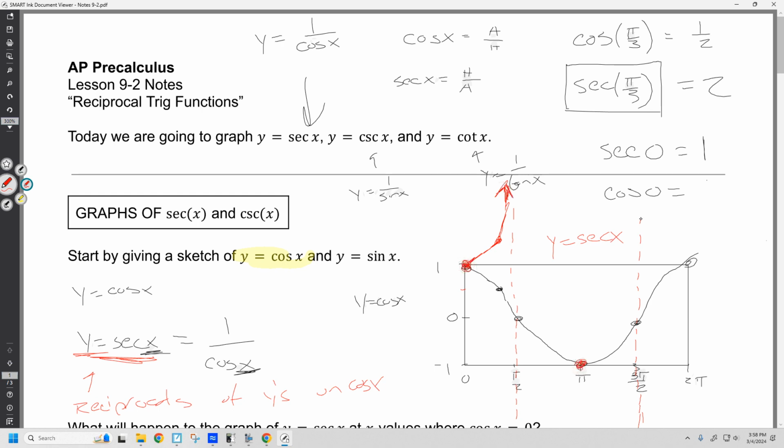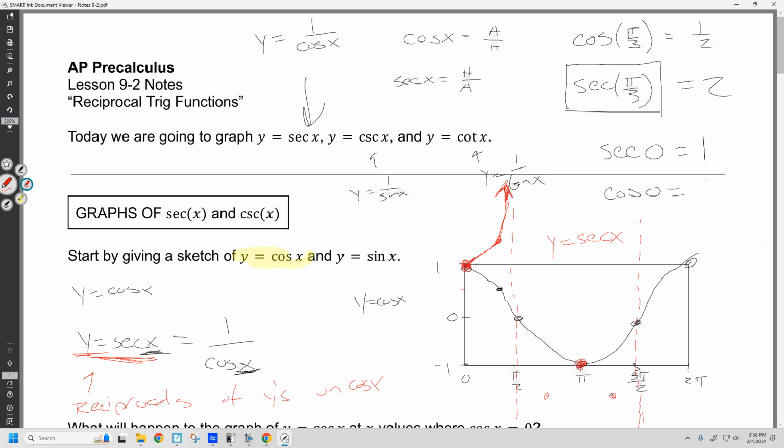What's the secant of 4 pi over 3? Well, it's going to be -2. Why? Because the cosine of 4 pi over 3 is -0.5. -0.5 flips, -2. What's the secant of, sorry, that's 2 pi over 3. 2 pi over 3 secant is -2. 4 pi over 3 secant is -2.